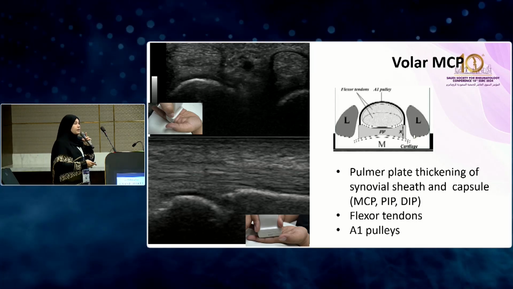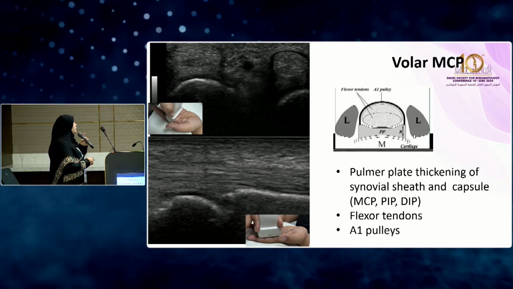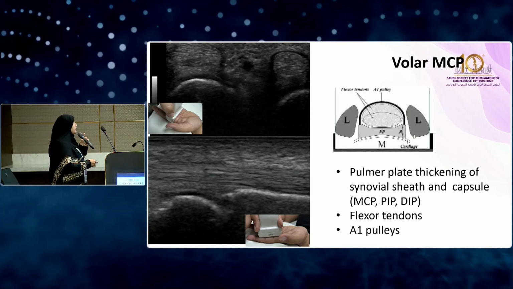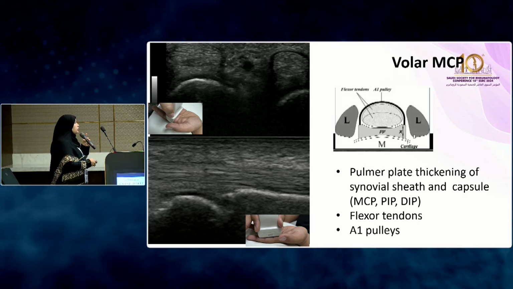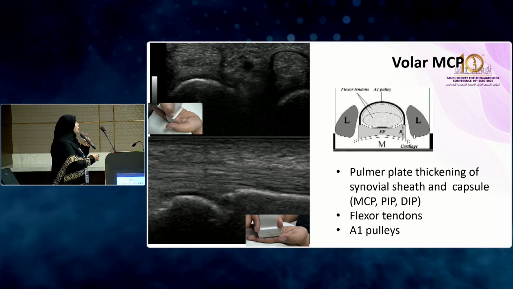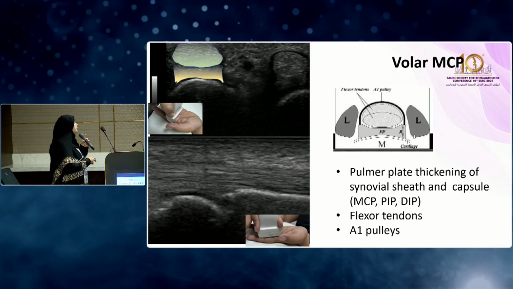Moving to the volar aspect of the hand joint, transverse and longitudinal scan, you can appreciate the palmar plate and the flexor digitorum superficialis and profundus on top. And this is the hypoechoic line around the tendons representing the A1 pulley.